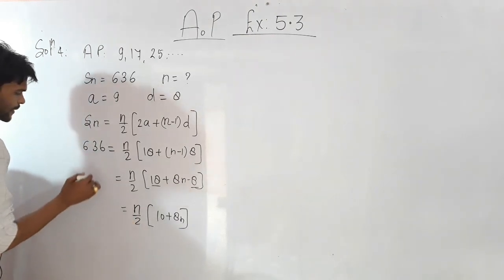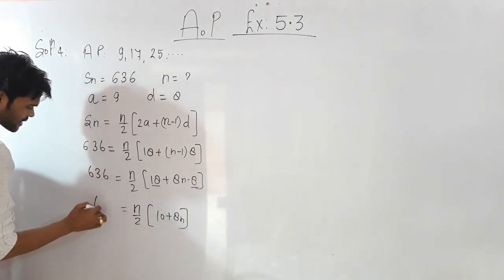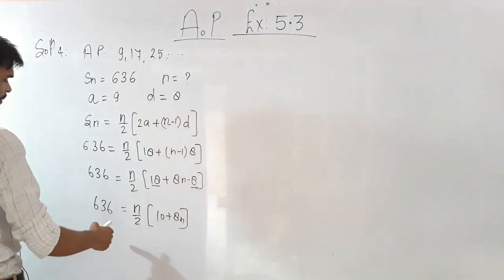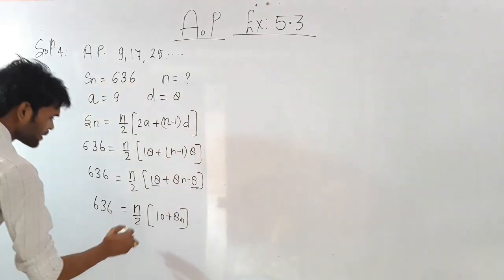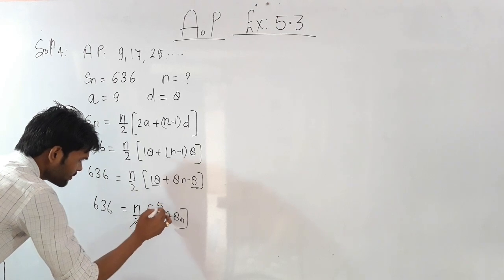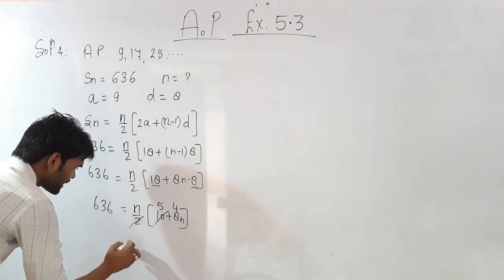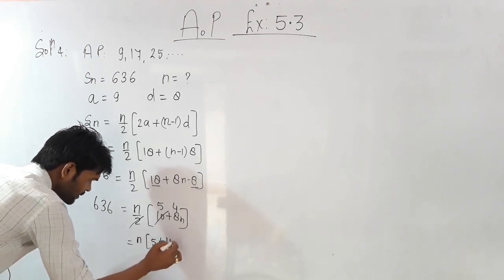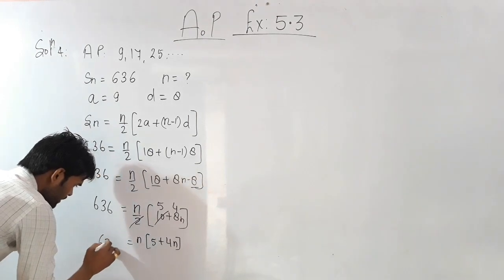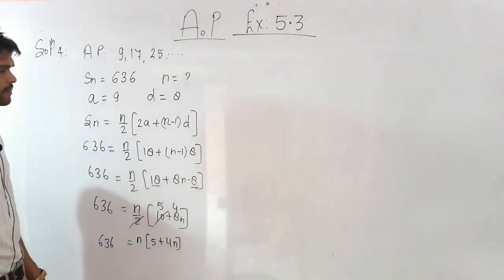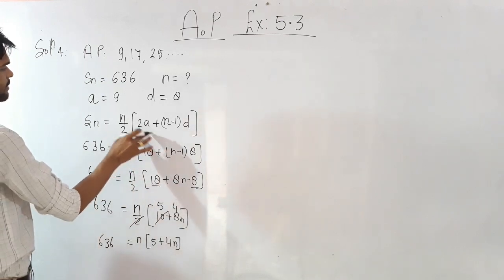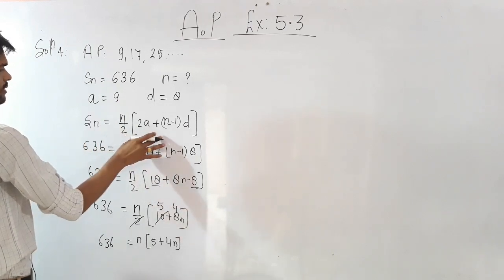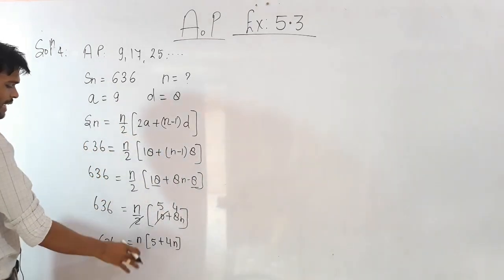Now in the next step, you may write it by taking 2 common from all sides. This will become 5 and this will become 4. So you may write it as n into 5 plus 4n equals 636. Is that clear? Any problem? We have just put the values in the given formula, that is the sum of n terms of the AP, and now we have solved it.